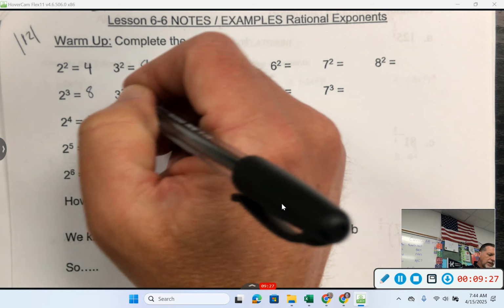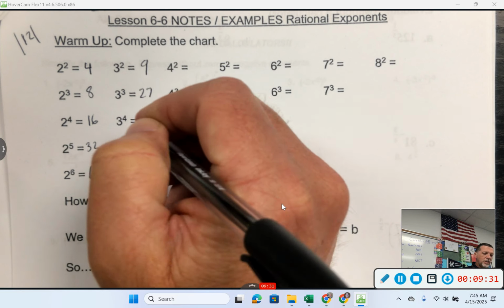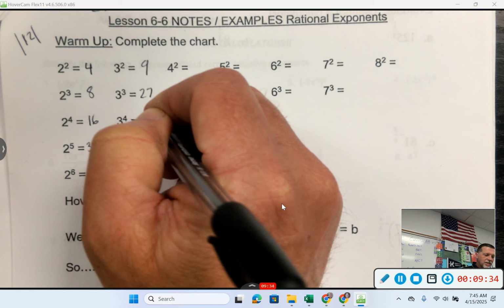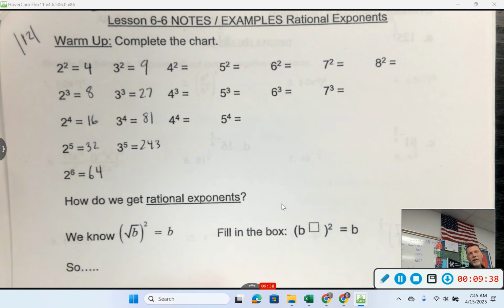3 squared is 9. 3 cubed? 3 to the 4th? 81. 3 to the 5th? 243. Again, you're just multiplying by 3 as you go down. You probably don't have them memorized. Just multiply by 3 as you go down. But now that you see them, hopefully they're in your brain a little bit. That way, if you see 243, your brain can go, wait a minute, that's a power of 3, and then you can figure out what it is.